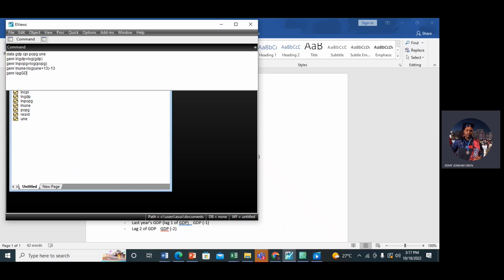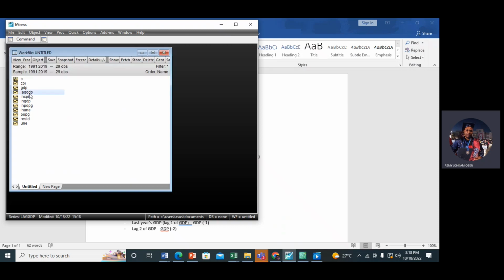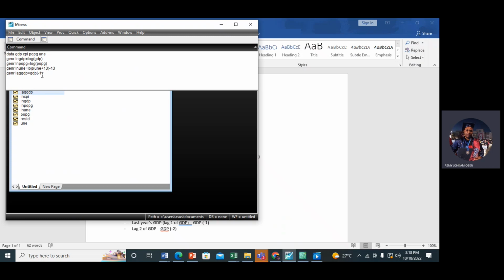Let me use small letters. Like GDP equal GDP open bracket -1. So I told you that when you see -1, it means lag 1. If you see -2, it means lag 2. So if you press enter, this series is lag 1 of GDP. But if you want to get lag 2, then we would have instead put 2 here. If you put 2 here and press enter, it will give you lag 2.